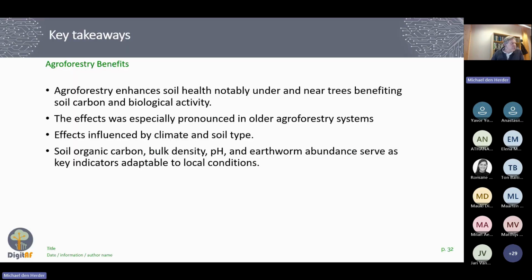Okay, so what can we learn from this? It looks like agroforestry really enhances soil health under the trees and near the trees, and it has a benefit for soil carbon and also biological activity. Especially in the older agroforestry systems we noticed a beneficial impact, like at the sites in Finland and in Spain. They were the older sites, and there we could see a bigger impact on the soil organic carbon.